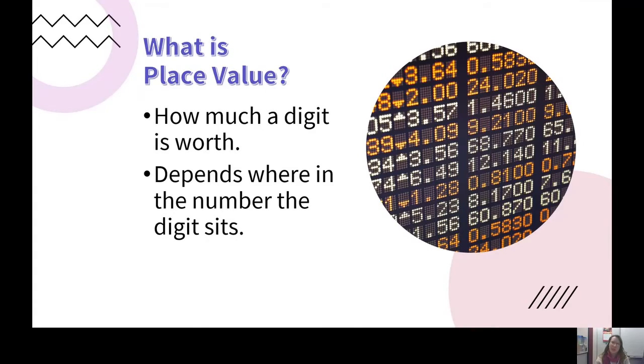So what is place value? Place value is how much a digit is worth, and the value of that digit depends on where in the number the digit sits. Because remember, a number is composed entirely of digits, and digits are the numbers 0, 1, 2, 3, 4, 5, 6, 7, 8, 9.